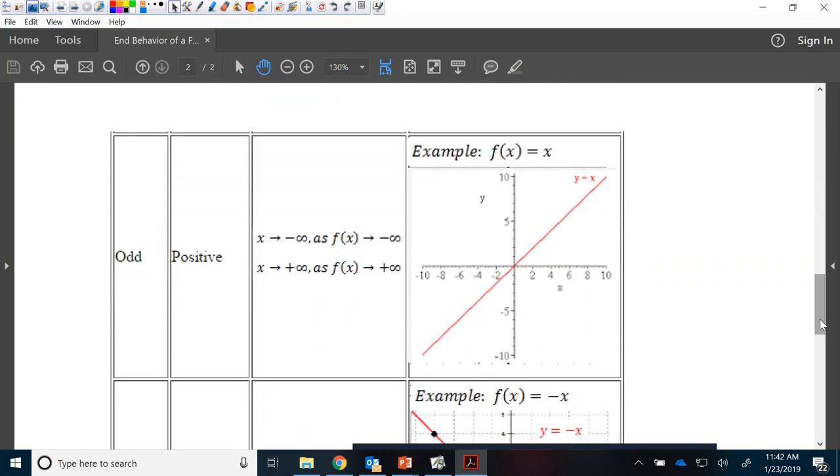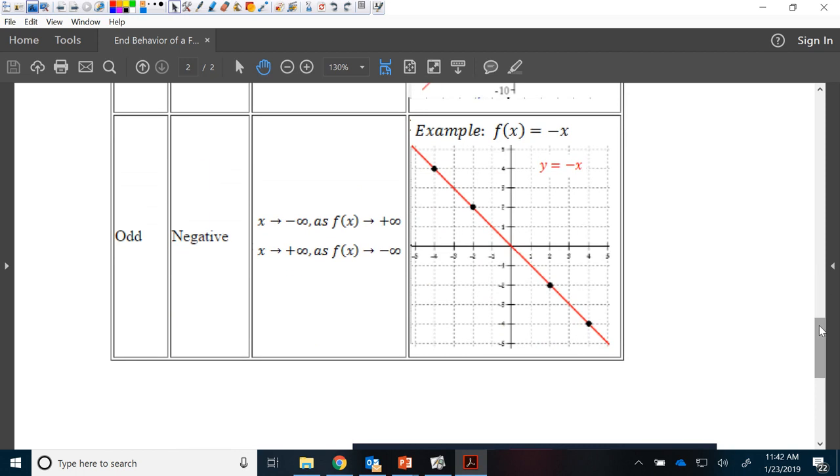Odd, positive: opposite directions, kind of like a positive slope, but there might be some turns in the middle. Okay? And then odd, negative: kind of like a negative slope. Okay? But there might be turns in the middle here.